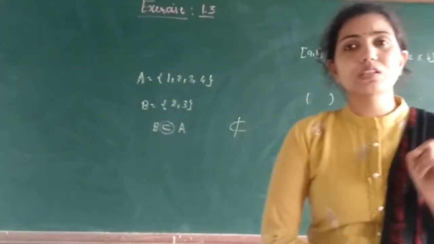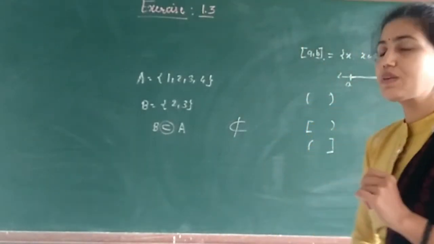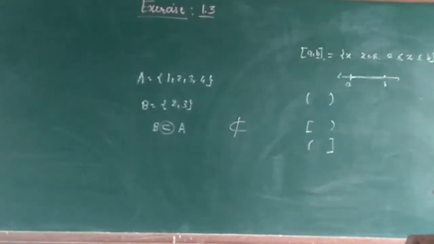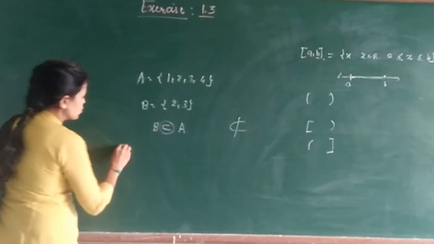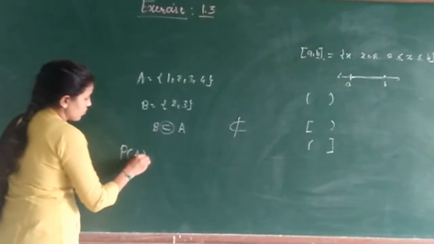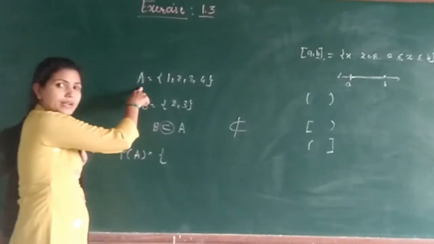After this we have seen the power set. Now what is the power set, students? Power set means the set of all the subsets. So what is the set of all the subsets? Suppose this is A, then I should write down the power set of A. So I have to write the power set of A, and we will start with its subsets.